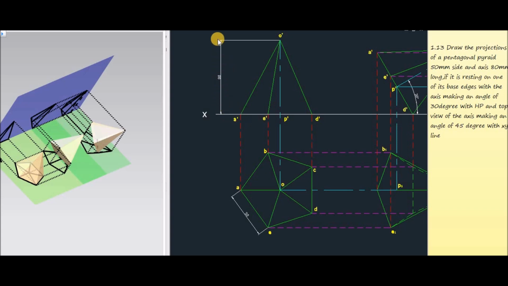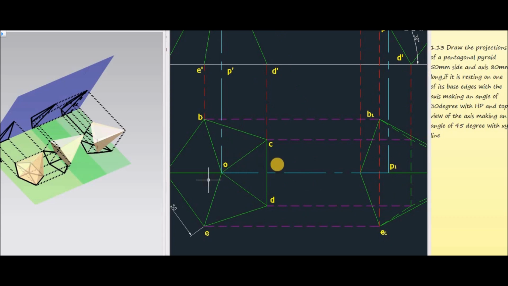Then mark a point 80 mm above the XY line. Then corresponding to this axis and vertex, mark the point O dash. Then join all the base corners and the vertex. Now this one represents the front view of the pentagonal pyramid corresponding to initial position.